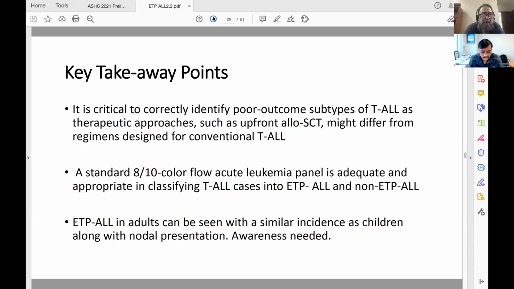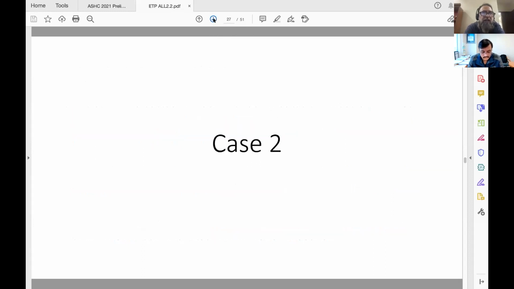Lastly, as I mentioned, I want to highlight it again, ETP in adults is seen more and more commonly, but it's also seen, as in our case, in an adolescent, and it can present with a neural presentation. So don't ignore the requirement of flow, even if it's a neural presentation. Okay, so we go to the next one. I think we'll ask Dr. Jain at the end to comment, because he's the expert in this field, especially from the therapeutic point of view.